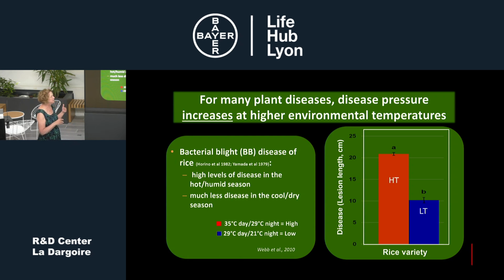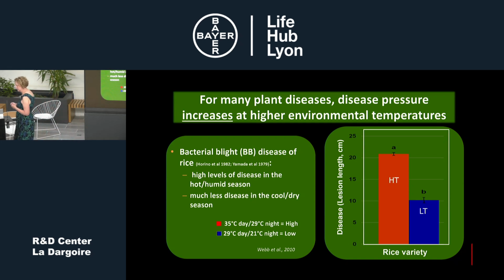So not only we, but many others over the history have observed that we have high levels of disease in rice in the hot season, especially if it's associated with high humidity, because this disease likes high humidity. And we have much less disease in the cool, dry season. And we can repeat that in the greenhouses and growth chambers. So this is a rice variety with no resistance to the pathogen in it. And you can see that at high temperatures, the lesions, which is our measurement of disease, are much longer. They're twice as long as in the low temperatures.